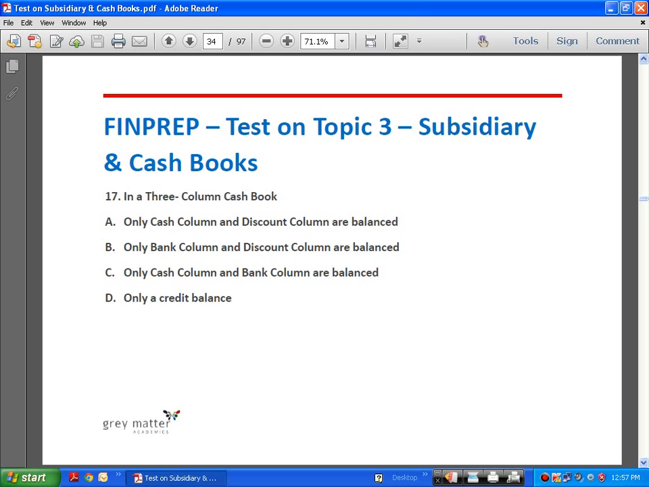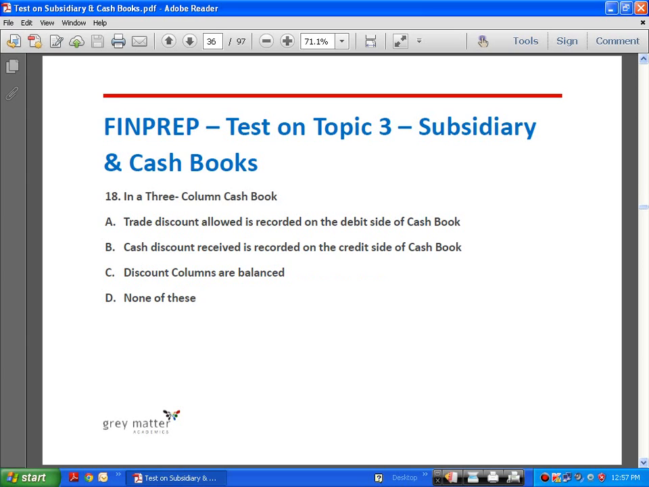In a three-columnar cash book, there are three columns on either side. There is a cash column, a bank column, a discount allowed column, and on the credit side you have a cash column, a bank column, and a discount received column. As I told you earlier, discount allowed and discount received columns are not balanced, they are only totaled, and only the bank column and the cash column are balanced. So answer is C.